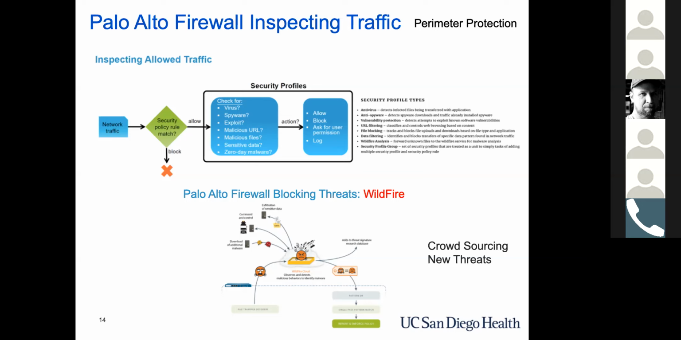Wildfire, which does some kind of cool crowdsourcing of new potential threats. So if something is coming through the firewall and it's not sure exactly what that packet has in it, or if it's potentially malicious, it actually shoots it off to this Wildfire sandbox, if you will, where it opens up the packet and sees what's in there, and then it can crowdsource this potential new threat to all Palo Altos across the Palo Alto network.